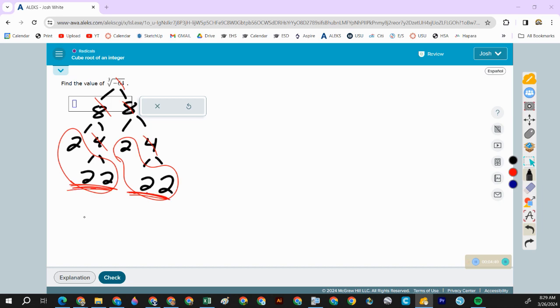So 2 times 2 is 4. And the negative also comes out. So negative 4. And what was left on the inside? Nothing. Everything came out. So the answer is just negative 4. So negative 4 times negative 4 times negative 4 is the third root of negative 64.